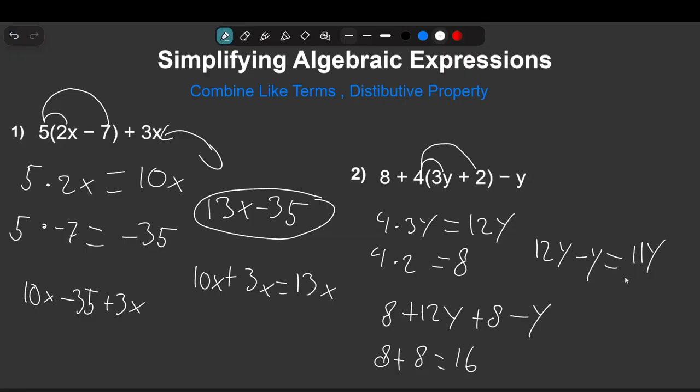So now we can make our final simplified expression by putting these two together. And don't forget, usually you put the number with the letter in front of the expression. So it's 11y plus 16, and this will be our final simplified expression for the second example. I like to do this with basically all my algebraic expressions to make it easier for myself, so I can solve them very easily.